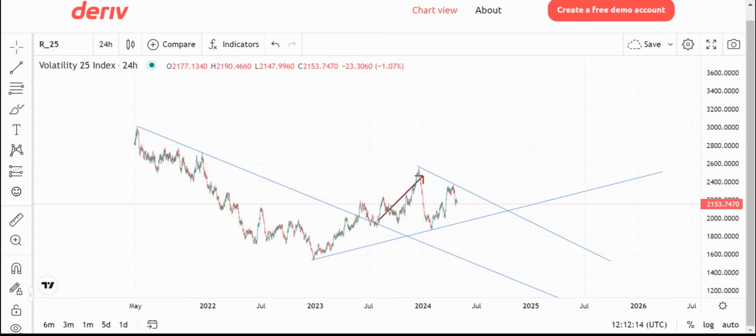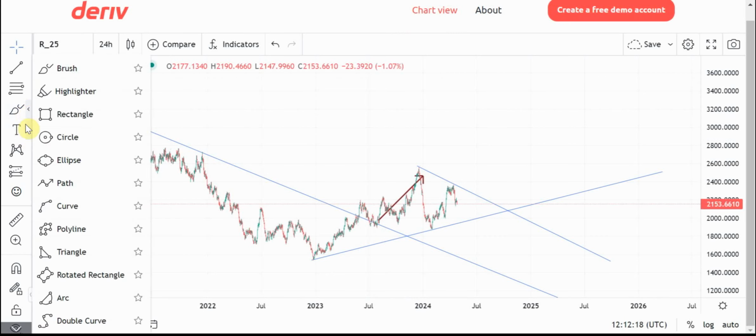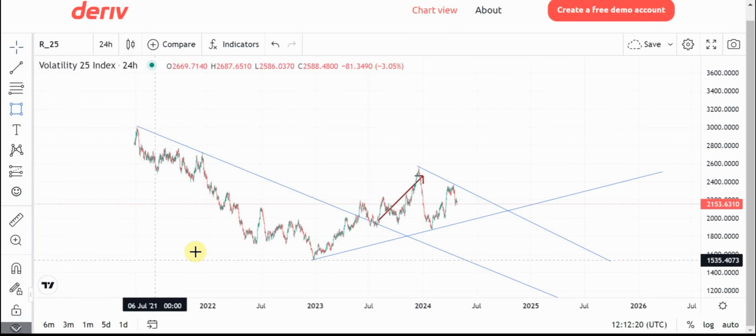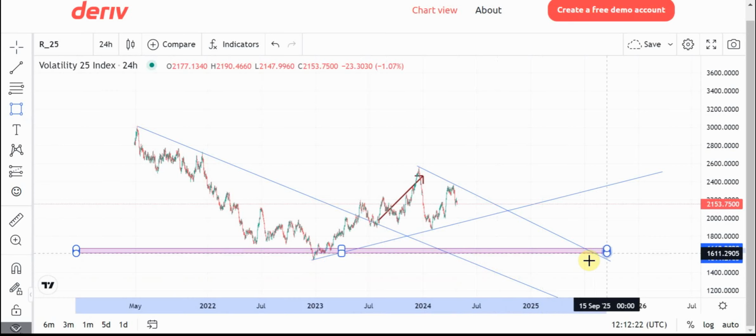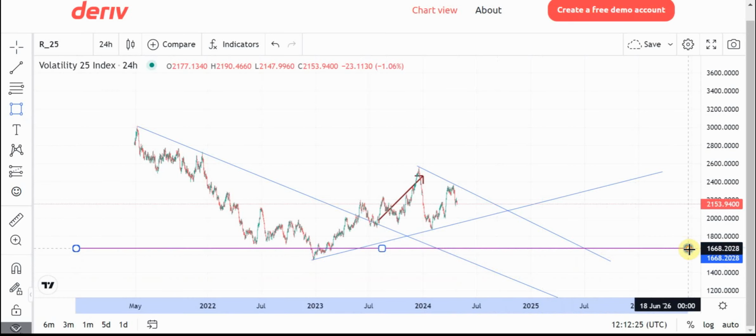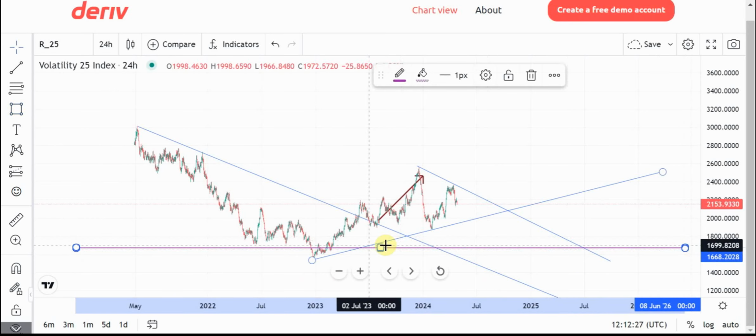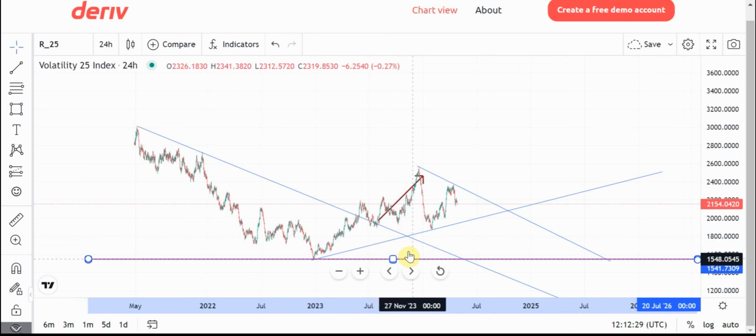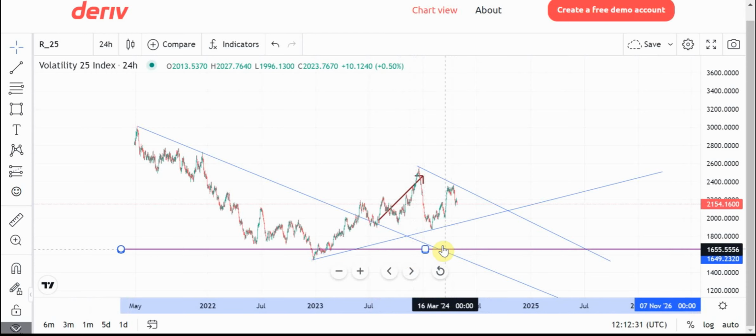All right, so now to the part where we have to draw resistance lines. I like to draw support and resistance to support my point of possible reversals of price, because sometimes it really doesn't go as you plan. So just draw lines that are very accurate.